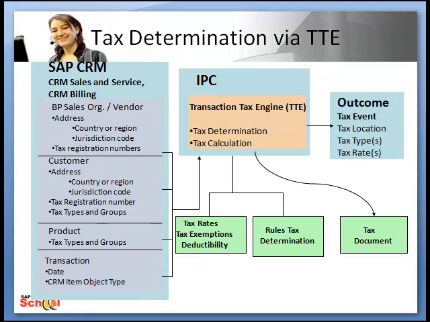As of CRM 7, there is a persistent tax document, which basically means the way your taxes are calculated is permanently stored in the system, and you can access it anytime to determine how the tax is calculated.